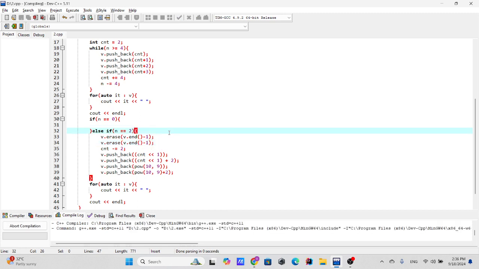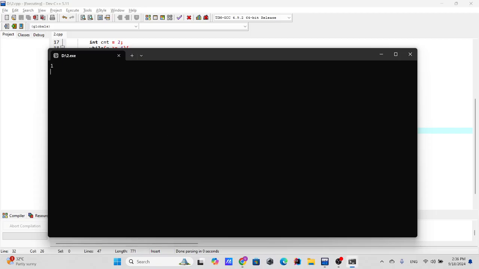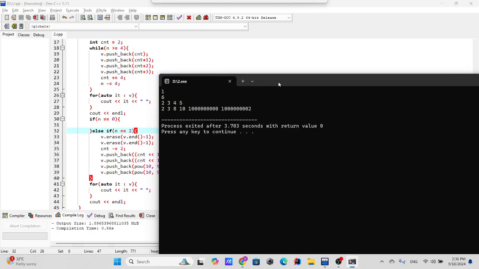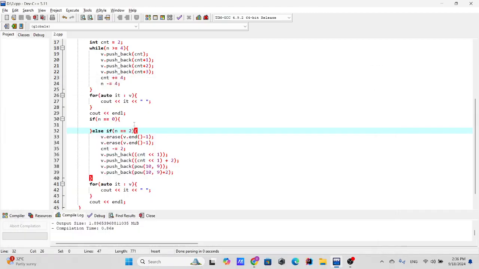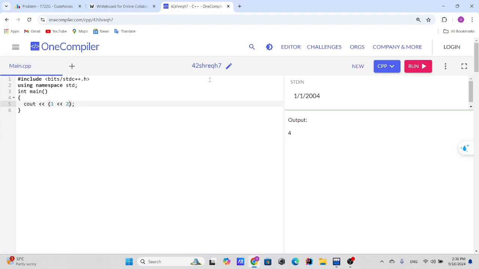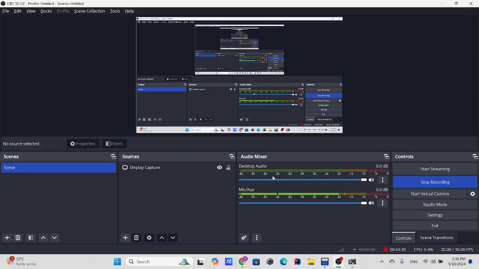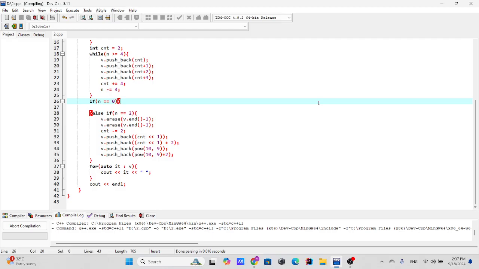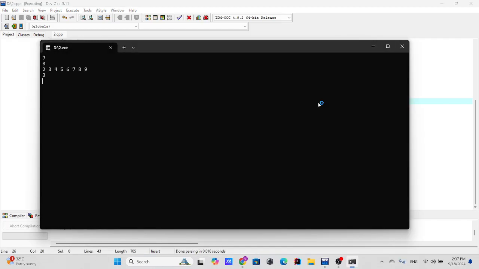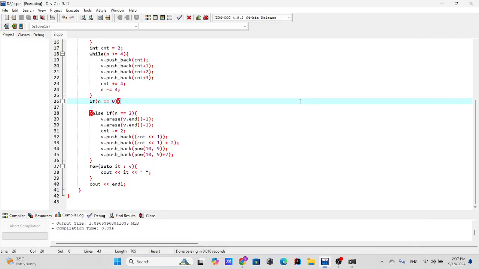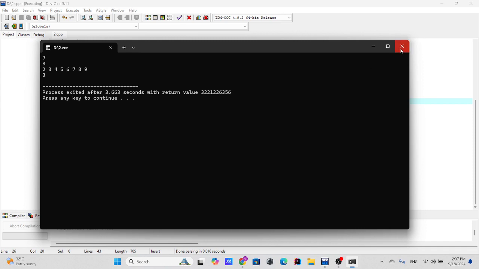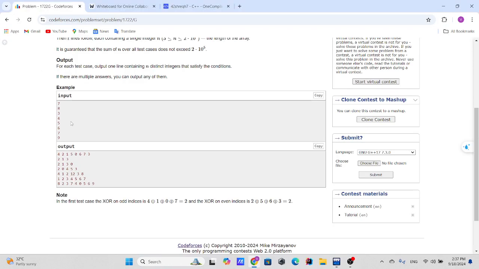Oh, okay. 4, 6, 2, 3. Okay, this must be correct, right? Okay, so I think I got it. It's a bit of a pain to debug this, but at least we got it correct, right? I hope so. What's wrong here? What's wrong here?